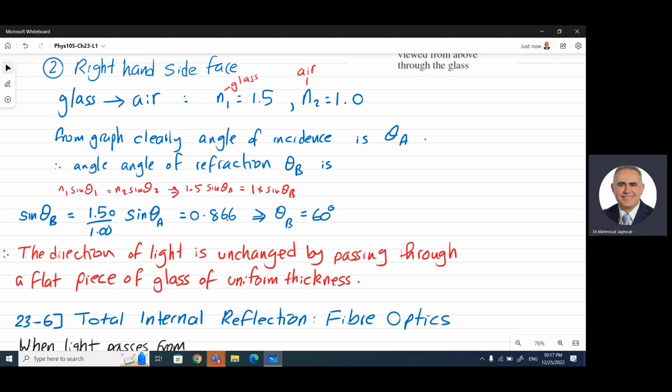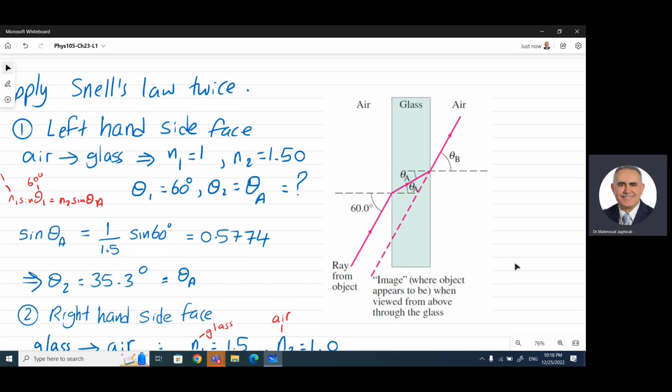And from the calculator, you will find that theta B equals what? 60 degrees. It equals 60 degrees. This means the light had an angle of incidence of 60 degrees, and when it was refracted back into air again, this angle is 60 degrees. Notice this angle is the same as this angle. Those two angles are the same, which means that this ray is parallel to this ray. So when light goes from air into glass back into air, it does not change direction.